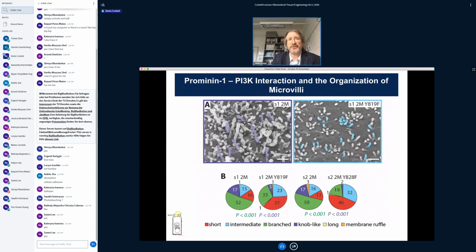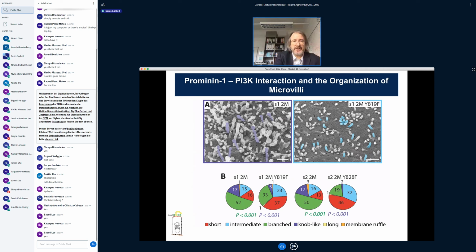When we do the mutation in the tyrosine residue, 828 or 819, depending on which splice variant, we highly reduce the effect of the first two mutations. For instance, 70% of cells have this shape. When we create this mutant here, we go to 5 or 2% in the case of the splice variant. So we really block the transformation.